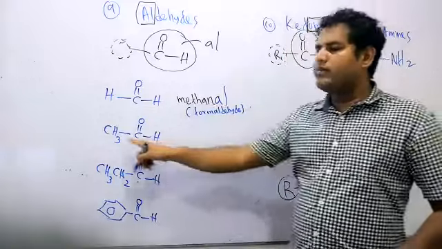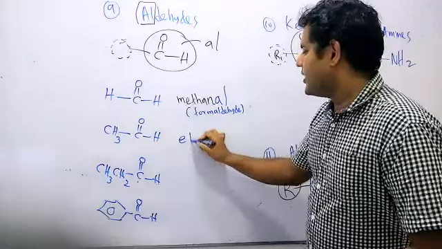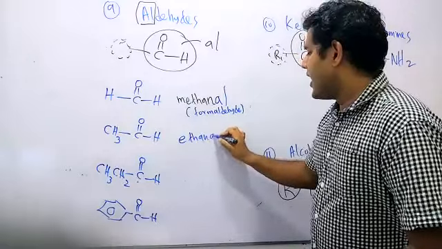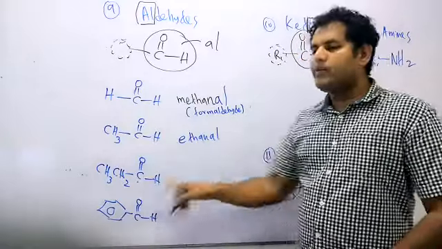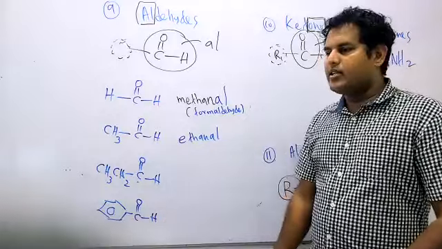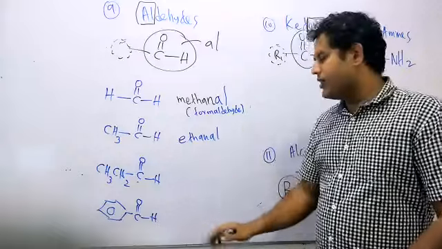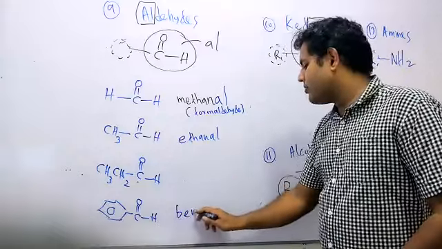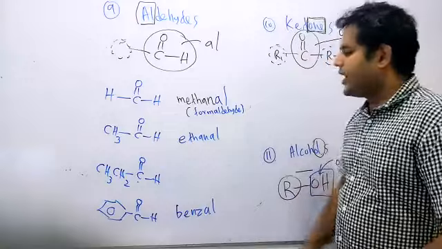So what would be the name of these with 2 carbons? Ethane, and -al, ethanal. 3 carbons, propanal. Benzene with this, benzyl, or benzaldehyde. Okay, you can write this.